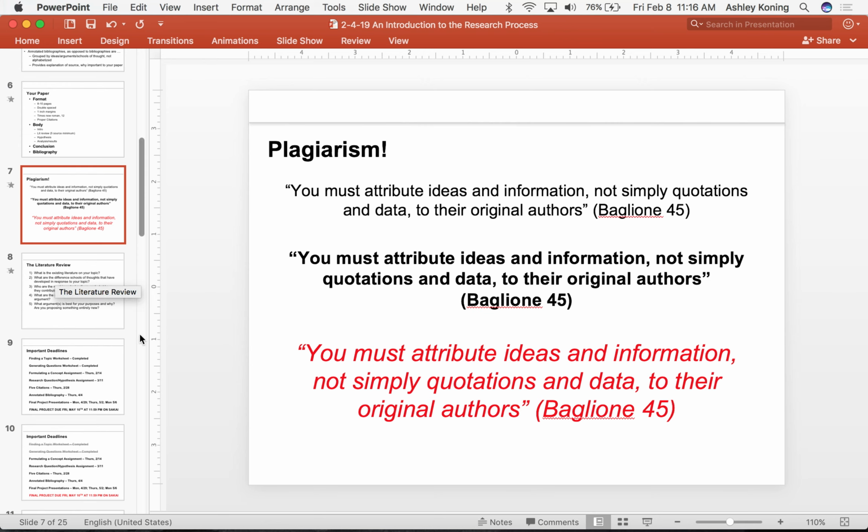Always remember, guys, that plagiarism is a really bad idea. Like Baglioni says, and this cannot be said enough, you have to attribute any ideas and information to the original authors. It doesn't matter if it's not a quote. If it's the author's idea, you have to mention that author in parentheses, just like I do here with Baglioni. And of course, if you're directly lifting text, that text has to be quoted.